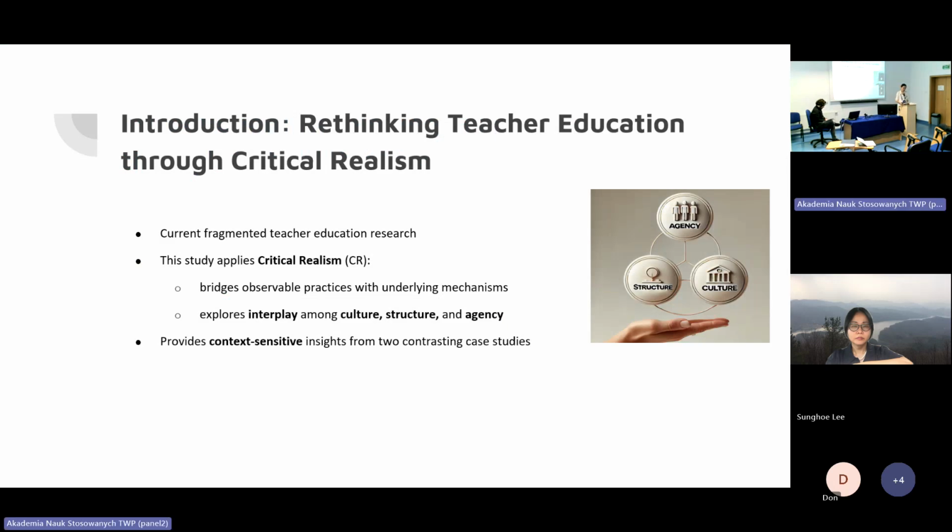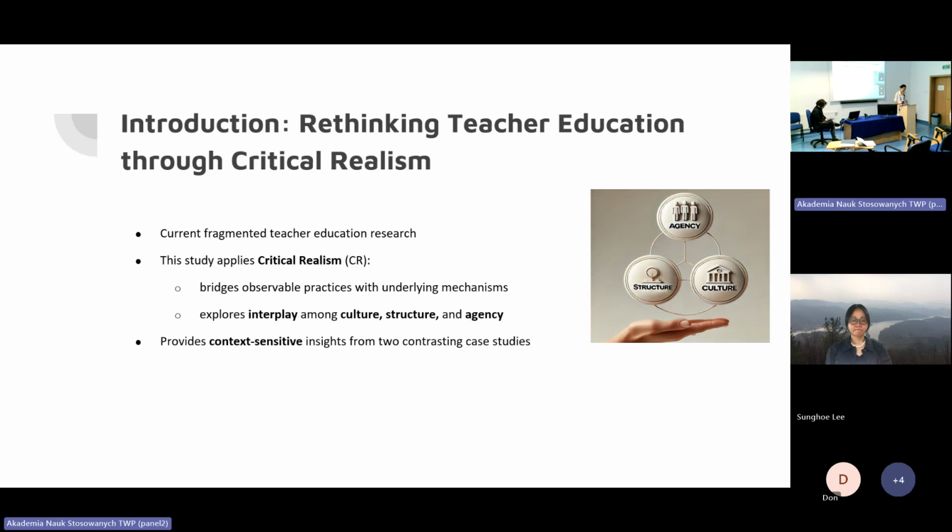In recent decades, teacher education has been widely seen as one of the most significant drivers of educational improvement and broader societal development. However, research in this area remains fragmented. Studies often isolate structural reforms, individual practice, or cultural influences. This fragmentation hinders the development of a comprehensive understanding of teacher education, limiting our ability to explain how teacher education systems evolve over time, how professional agency is shaped within specific contexts, and why reforms succeed or fail.